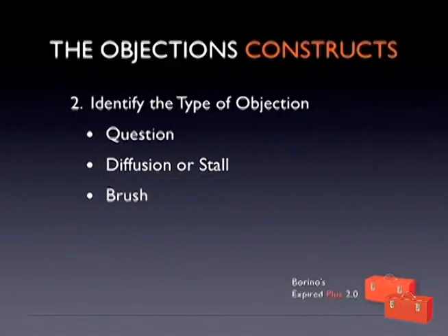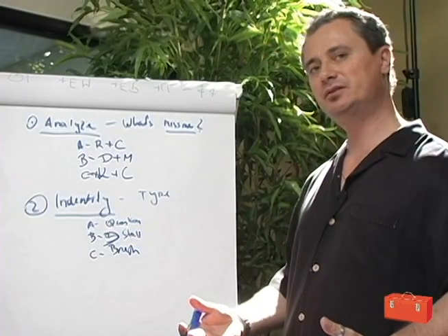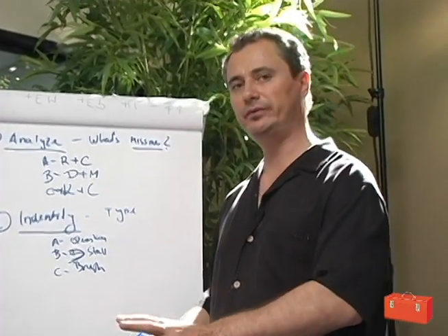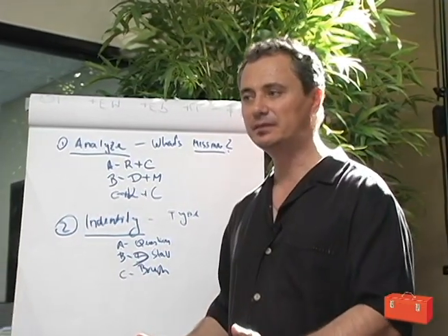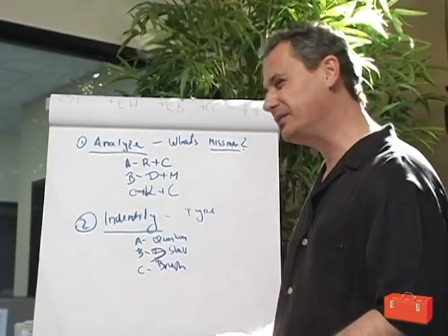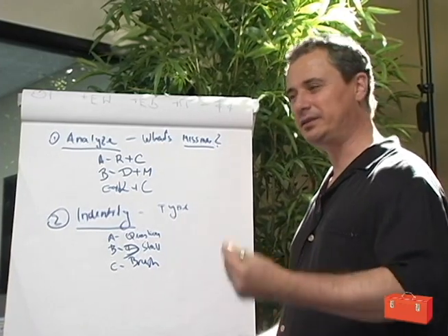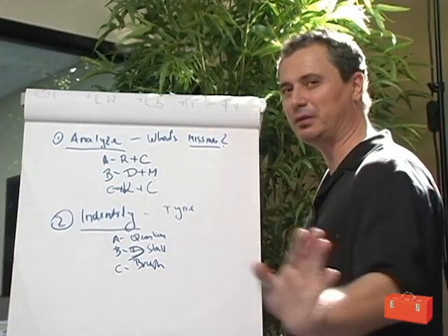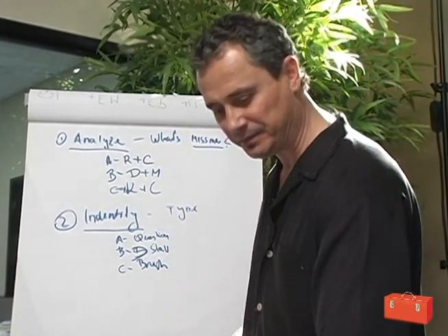Brush simply means no connection: I just want to get rid of you as soon as possible. This is an unpleasant situation for me, I don't want to deal with you. That happens sometimes, probably not as much. But when it does, you feel it. You recognize that this person is simply blocking you off. That's a brush.